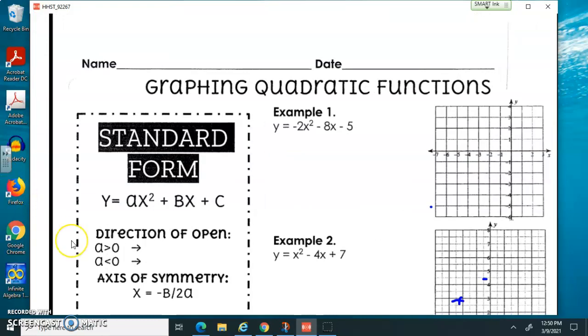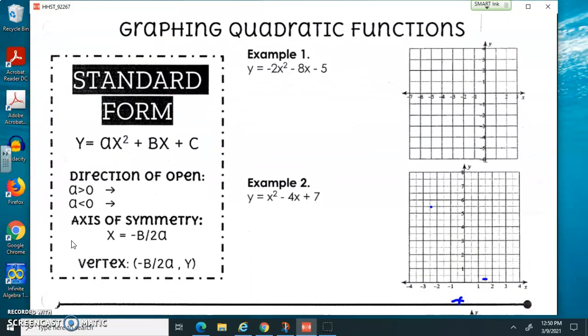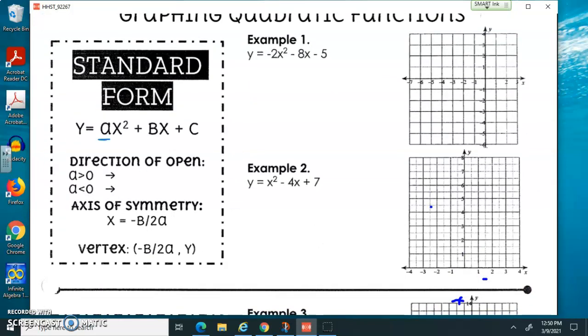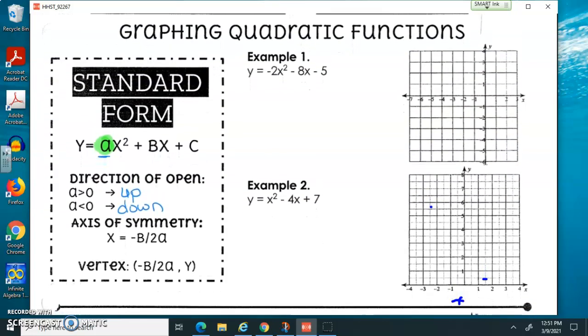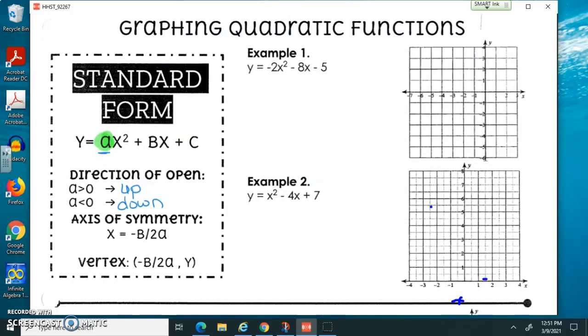Okay, so let's look here at graphing from standard form. First of all, when our A is greater than 0, it's going to open up. When that A is less than 0, it's going to open down, so if there's a negative. Okay, so we have the axis of symmetry. We can find it by x equals negative b over 2a, and then the vertex, we can find it by plugging it back in. So here, when we're graphing and it's in standard form, we can find our vertex. First of all, this has a negative in the front, so that's going to open down.